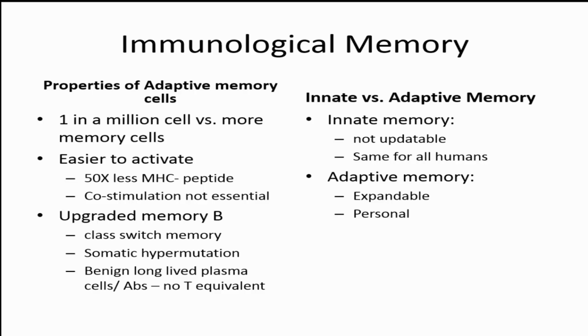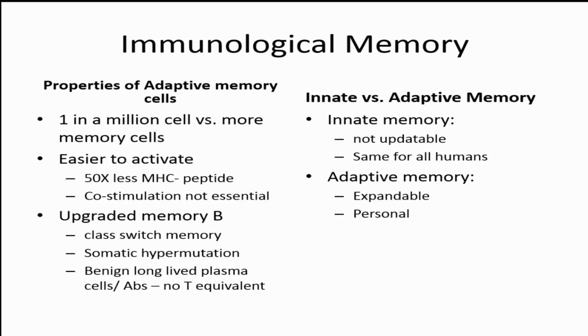So again, it's better equipped to fight the infection than to begin with. And then these memory cells are easier to activate. They don't need as much co-stimulation, and they need less cross-linking for them to be activated.